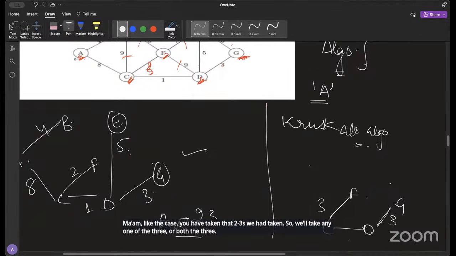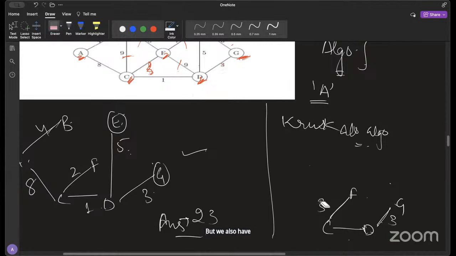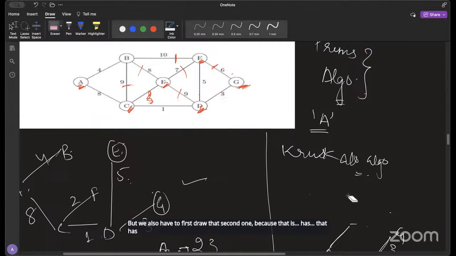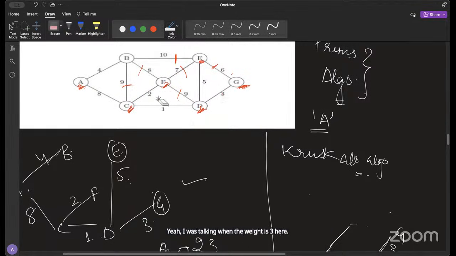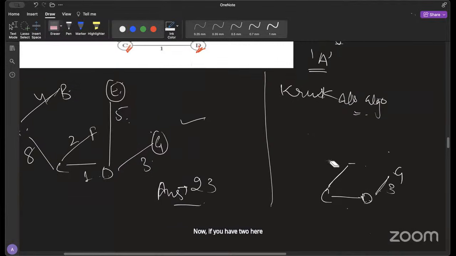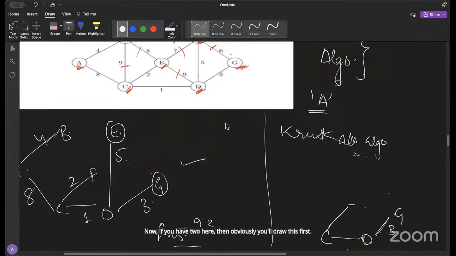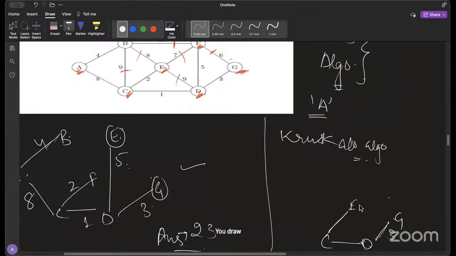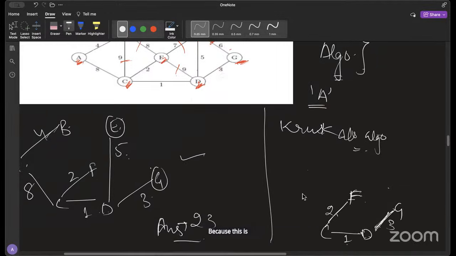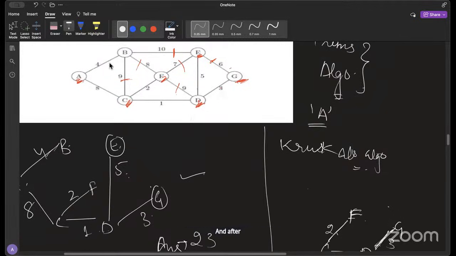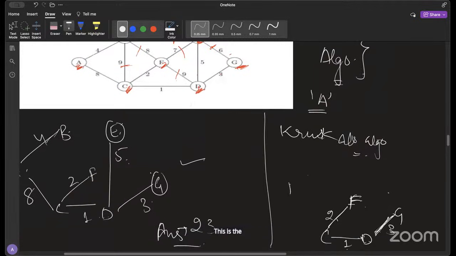Okay. Ma'am, but we also have to first draw that second one, na, because that has minimum weight. Yeah, I was talking about the case when the weight is 3 here. Now, if you have 2 here, then obviously you will draw this first. You draw CF first, because after this the minimum weight is 2. Then you draw this one, because this is the next minimum weight. And after this you draw this one. This is the next minimum weight, so you draw AB.